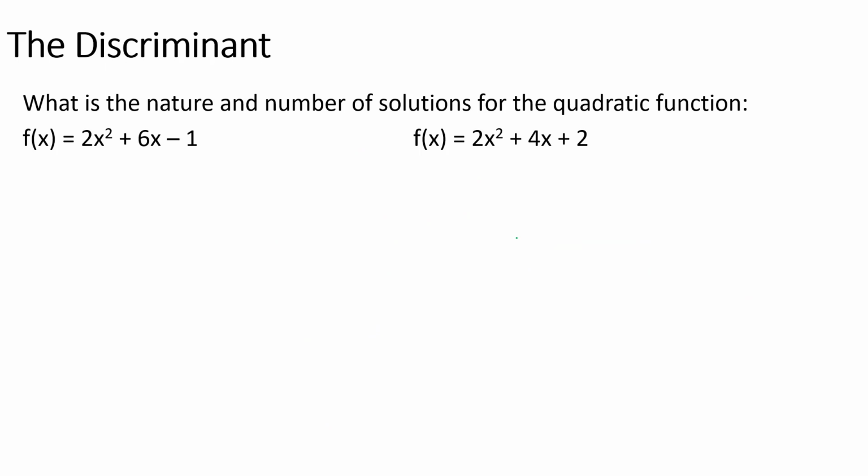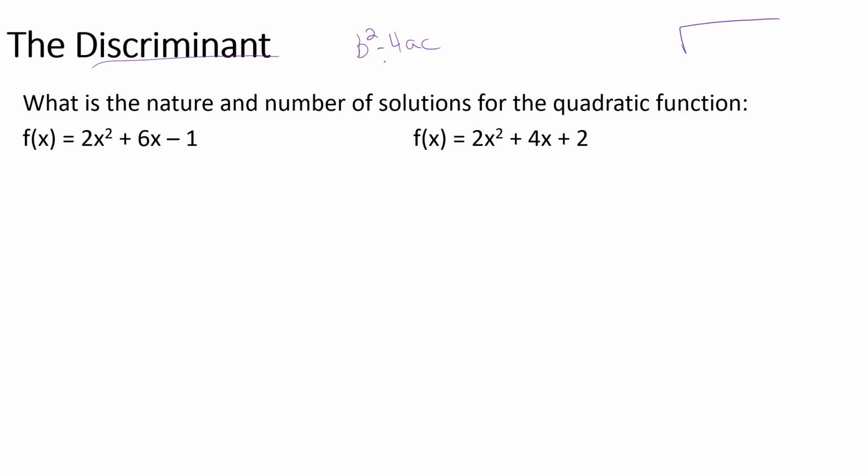The discriminant. What is the nature and number of solutions for the quadratic function? Well, me telling you the discriminant gave you a big hint. Hopefully you recall that the discriminant is b squared minus 4ac. Yes, it's that part of the equation that was sitting in the radical when you were solving with the quadratic formula.